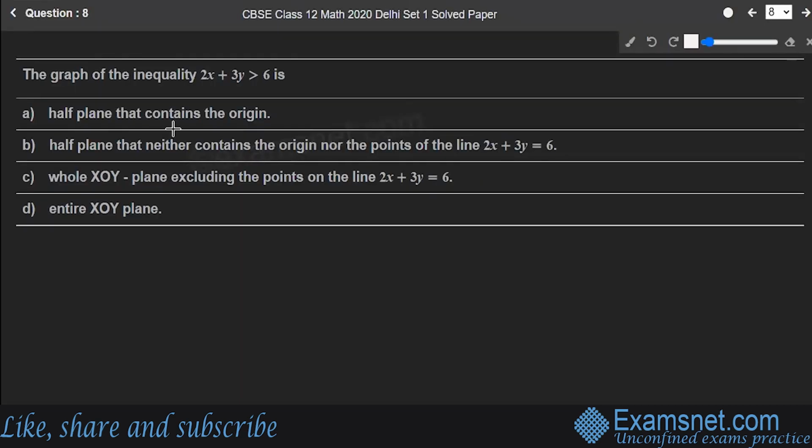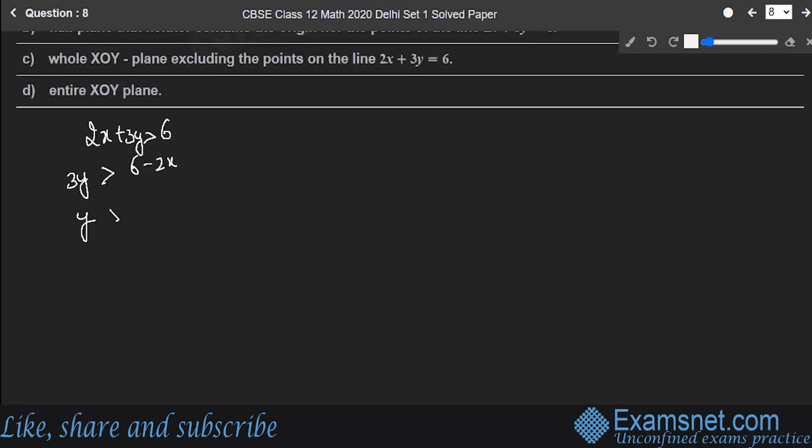Question number 8, the graph of the inequality 2x plus 3y is greater than 6 is half the plane that contains the origin, half the plane that neither contains the origin nor the points on this line, whole xy plane excluding the points on this line, or entire xy plane. Let's consider the inequality which is given, that's 2x plus 3y is greater than 6. This can be written as 3y is greater than 6 minus 2x, or y is greater than 6 minus 2x upon 3.